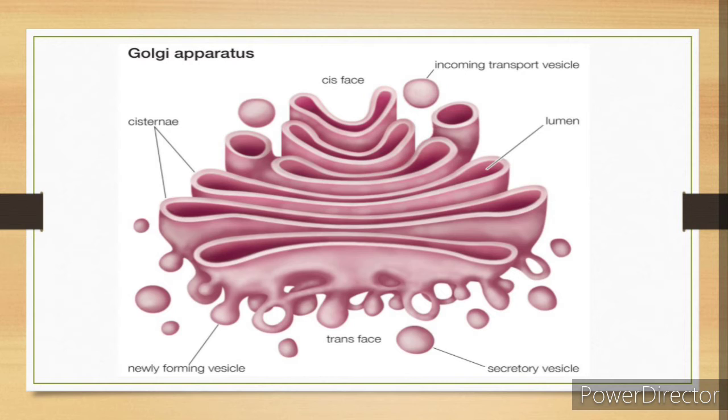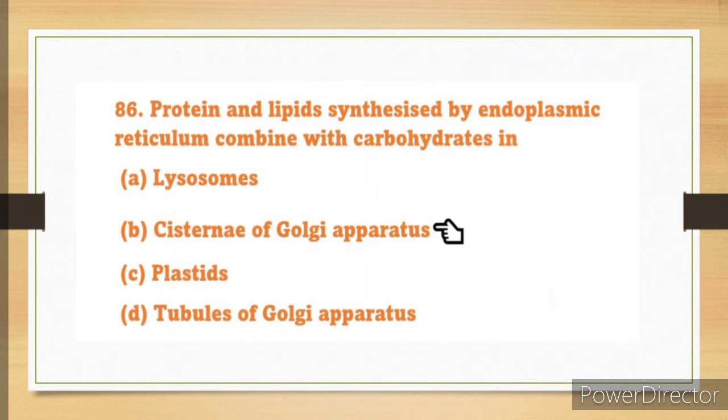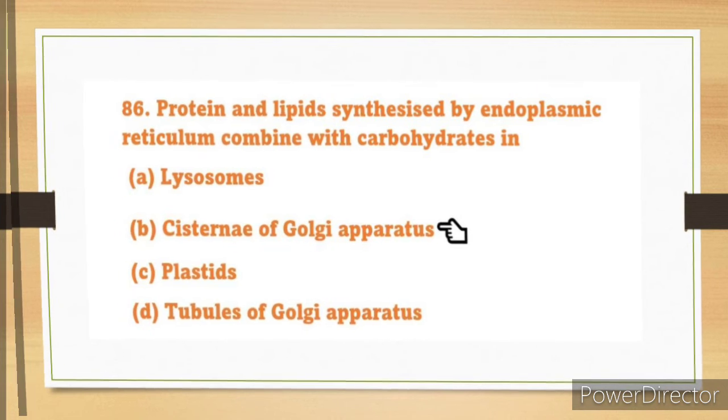and glycosidation of proteins to form glycoproteins. So the cisternae of the Golgi apparatus cause the glycosidation of proteins and lipids to form glycoproteins and glycolipids. So proteins and lipids synthesized by endoplasmic reticulum combine with the carbohydrates in the cisternae of Golgi apparatus.